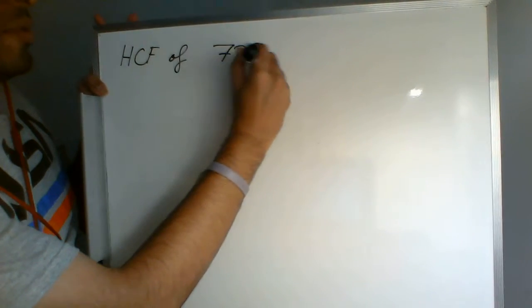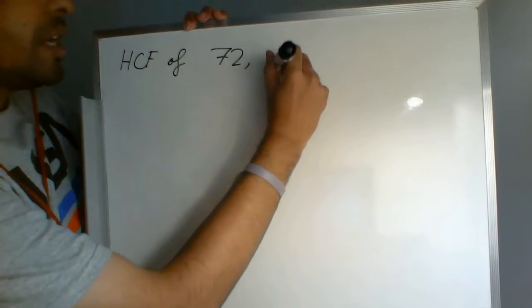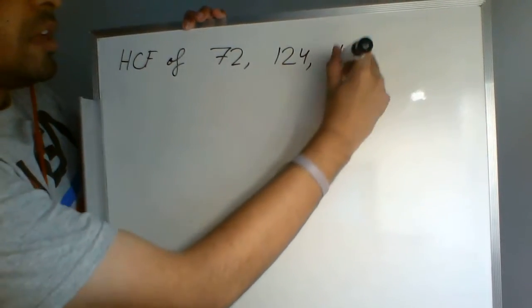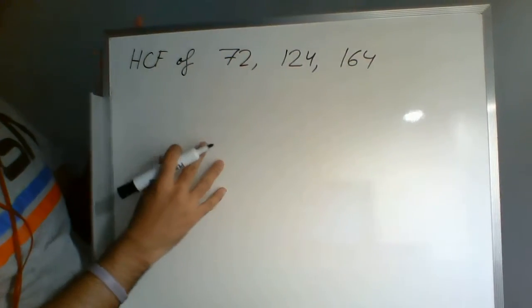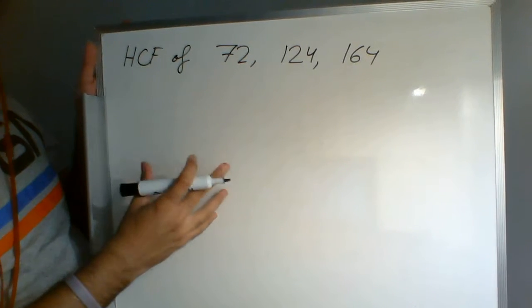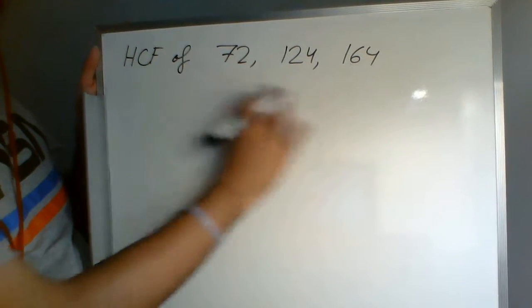Right, so my goal was actually to get through 2 more of these examples in this lesson, solving them both ways. So I'm going to do this next one a little bit faster. This time we're going to do the HCF of 72, 124, and 164.